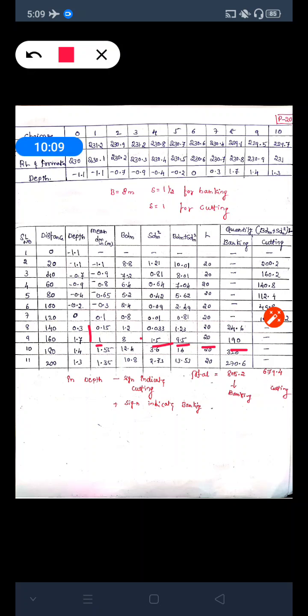So similarly we should calculate, and then we find the total banking is 805.2, whereas cutting is 679.48. Where the depth value is negative, up to that we should consider cutting only. When it is passing from cutting to banking, we should consider the banking only. Then when we get positive values of the depth, we should consider the banking values. This is all about the second problem.